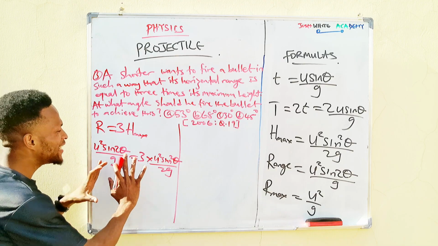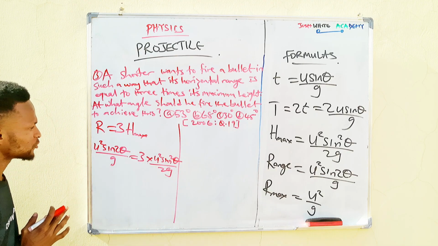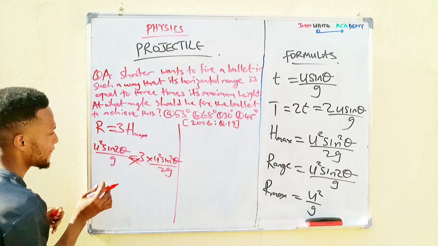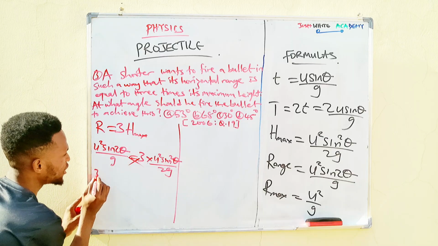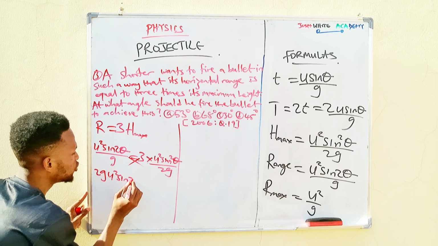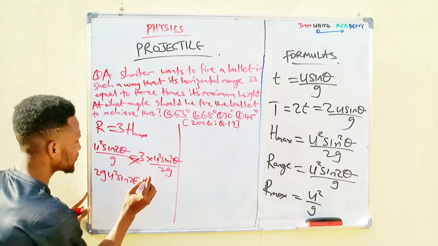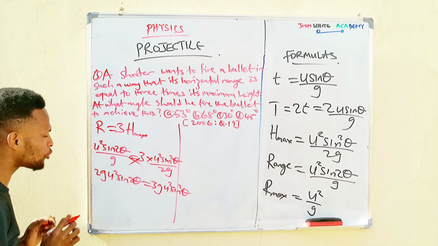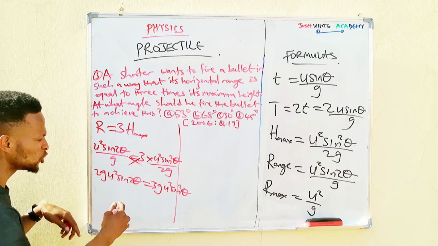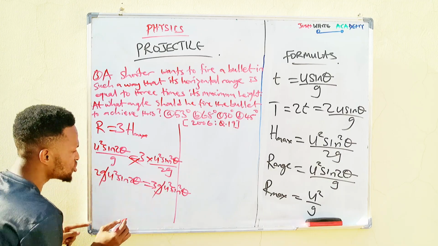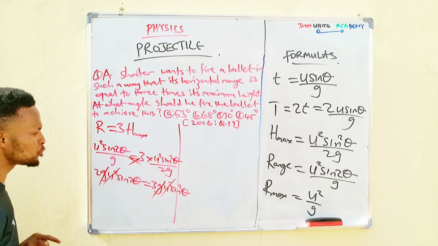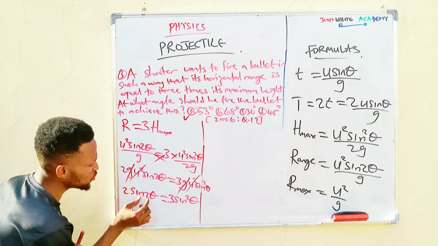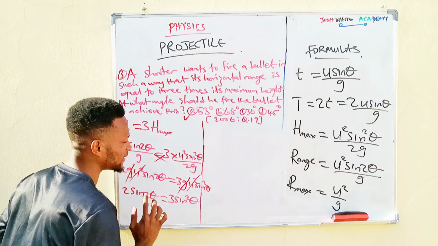So now, to reduce all this, we can just cross multiply. So 2G times this will give us 2G U square sine 2 theta is equal to 3G U square sine square theta. So from here, we can just easily cancel out to reduce all this. G can cancel G. U square can cancel U square. So all that is left is 2 sine 2 theta is equal to 3 sine square theta.